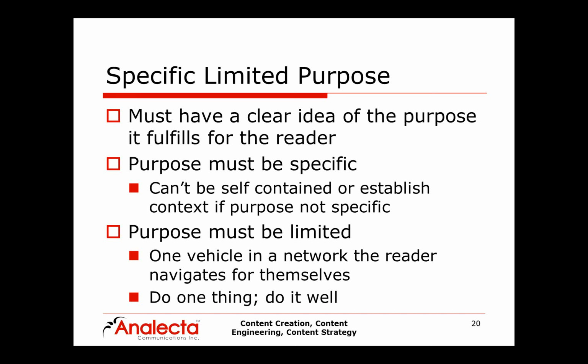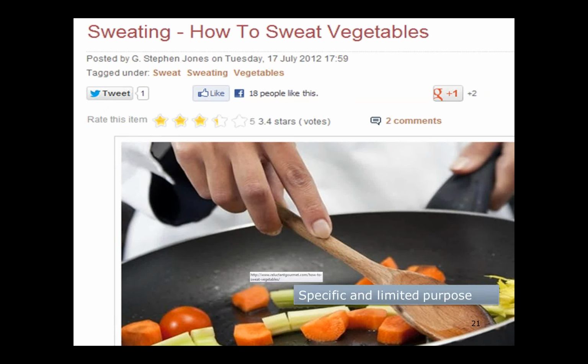So an individual topic has a specific and limited purpose. It does one thing and it does it well. This is how you deal with the problem of people who are reading a recipe and don't know how to sweat vegetables. There's a wonderful site out there for any aspiring cook called The Reluctant Gourmet. And it's full of articles on how to do basic cooking techniques like how to sweat vegetables.